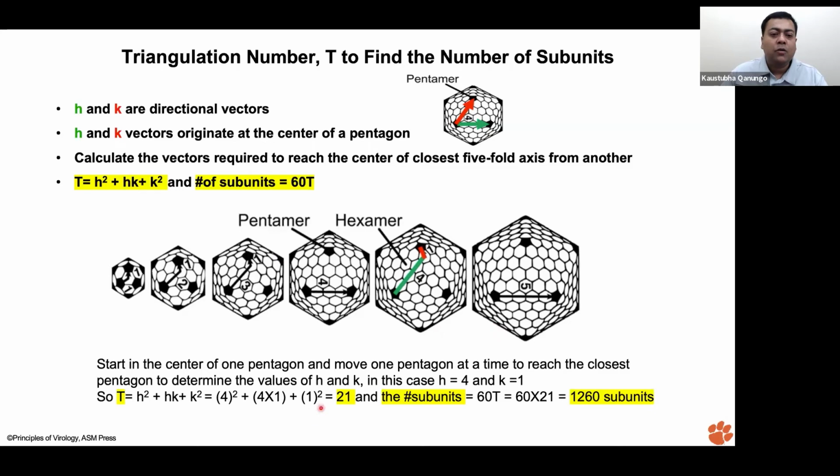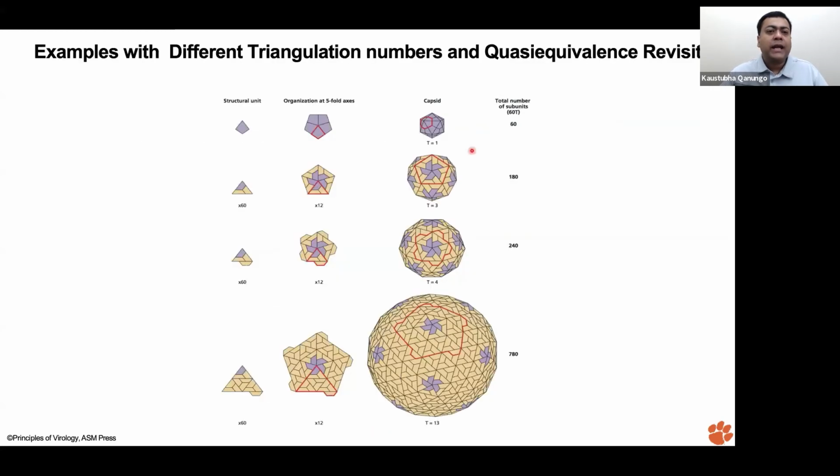So this is your triangulation number, and how you actually get that triangulation number to go from one fivefold axis to the fivefold axis through the centers of the pentamer, or the pentagons. All right, so here is another example of different triangulation number and the quasi-equivalence. And this is the structural unit.